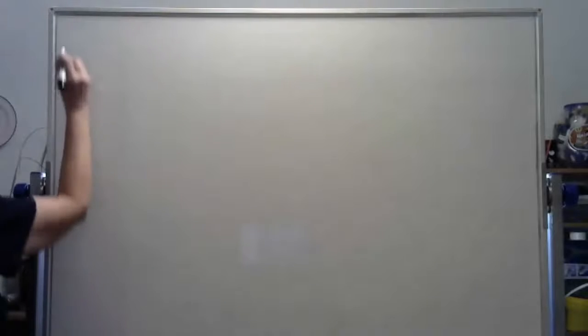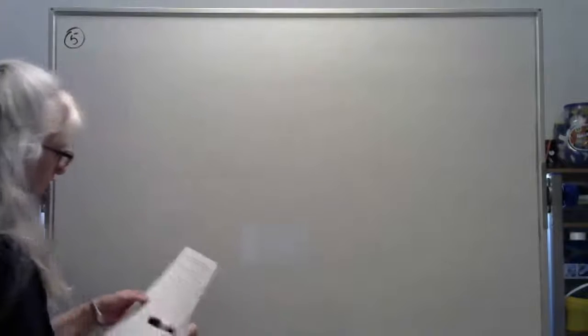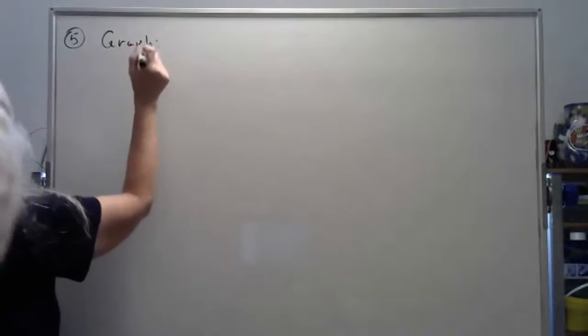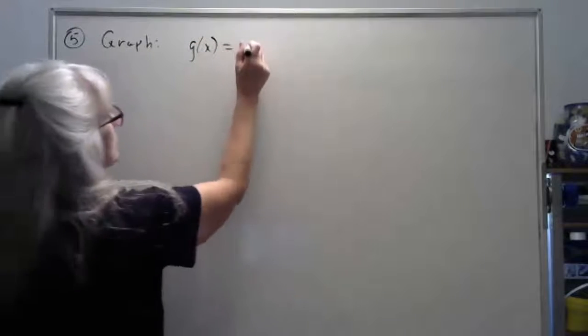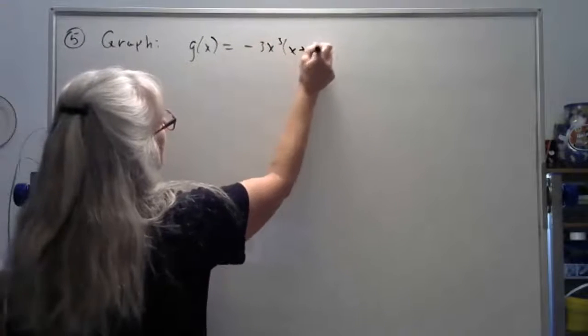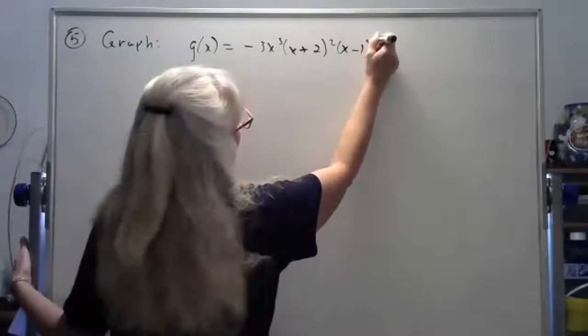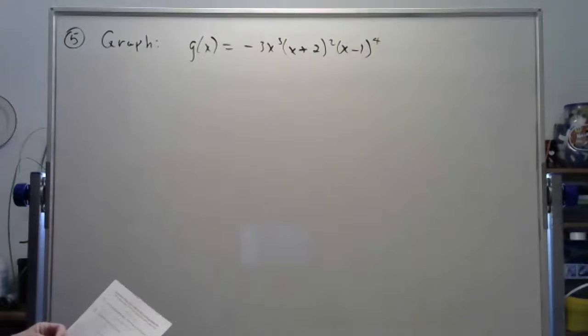Number 5, can we graph a polynomial without the calculator? And I'm going to know whether or not you use your calculator because of that scratch work. So I want to graph g of x equals -3x cubed times the quantity x plus 2 squared times the quantity x minus 1 to the 4th.